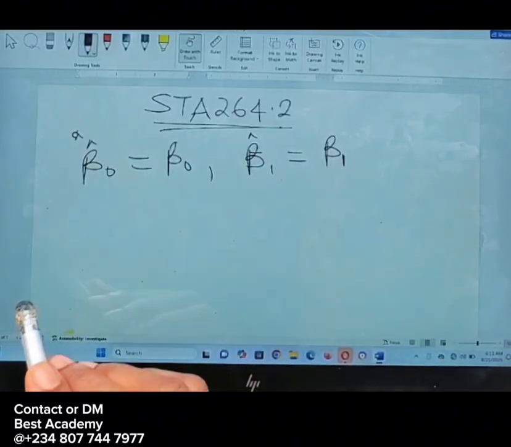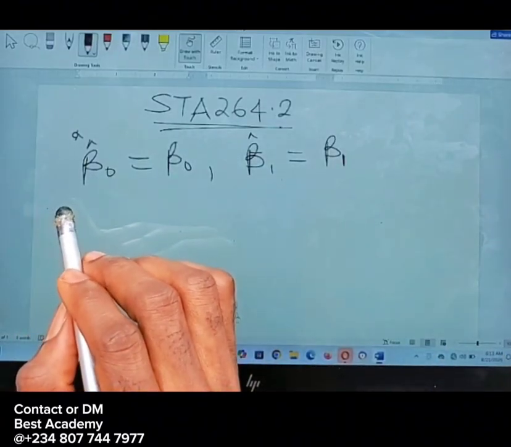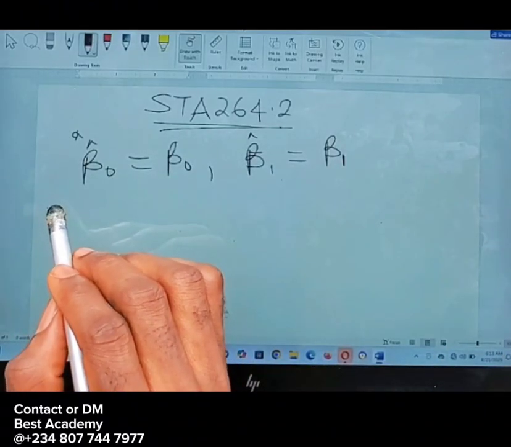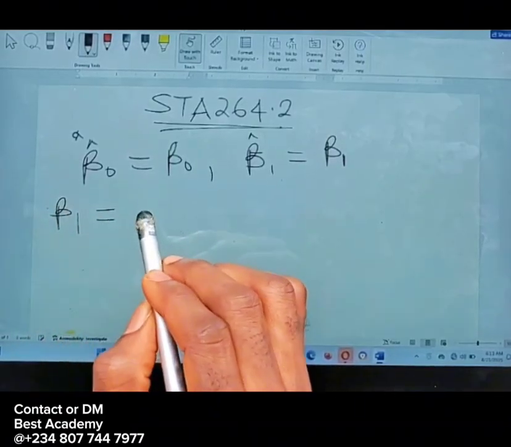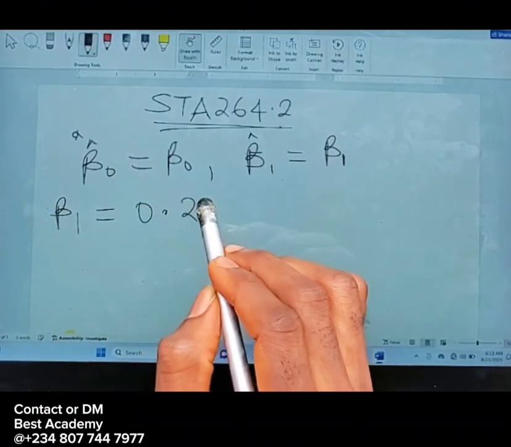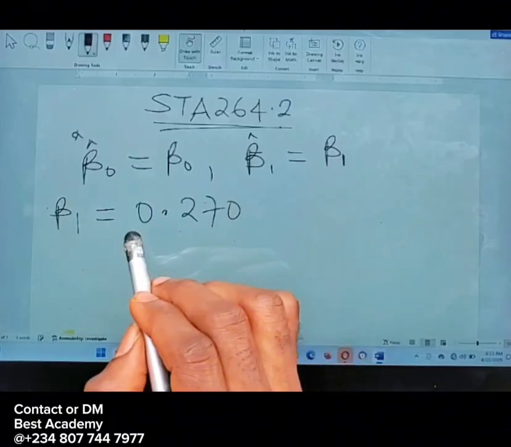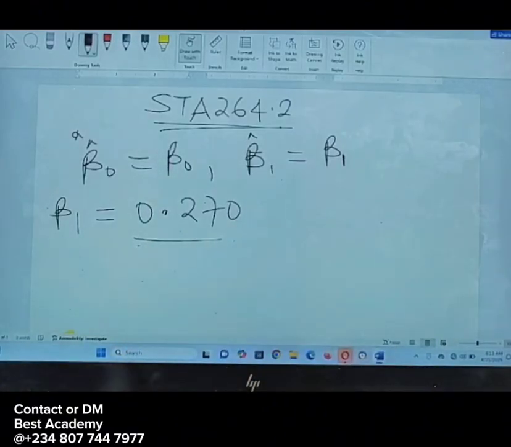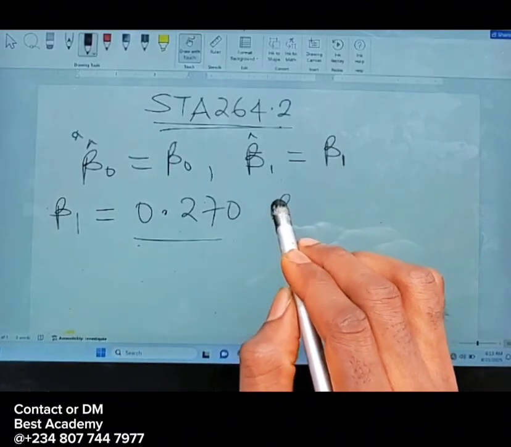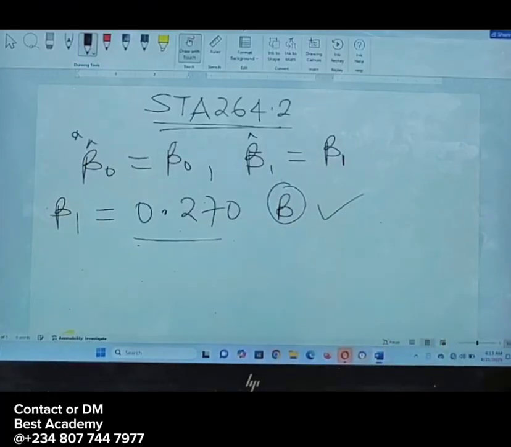So our beta 1 hat is said to be 0.27. So our beta 1 here is said to be 0.270. Okay. So from the first option there, the option is said to be option B. Alright. Now let's try to solve the next one here.